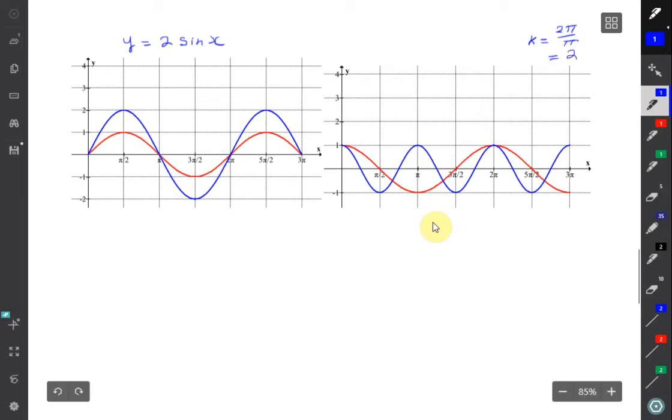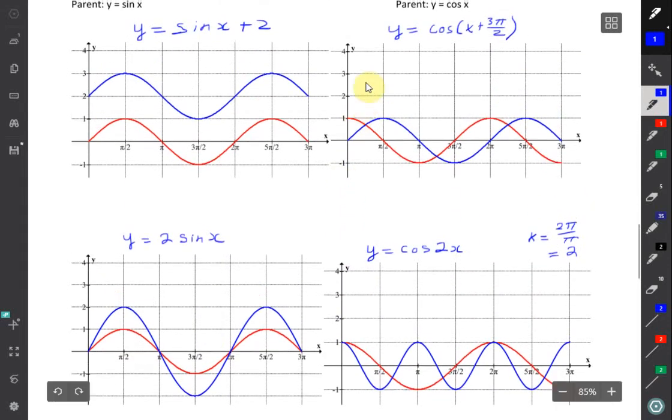So that makes the k value 2, which is what we just noted. And that would be a compression horizontally by a factor of 1/2. So the equation then is y equals cos of 2x. All right, so that's a quick review of the basic transformations, all separated on their own. And again, we are now using radians, so we've been working with 2 pi and other multiples of that.